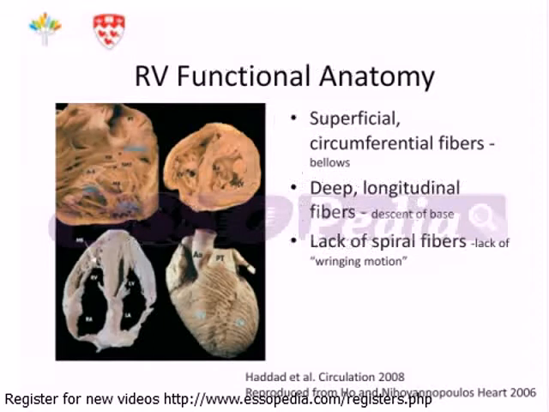There are superficial circumferential fibers, which serve as a bellows, kind of like to stoke a fire. Then there's a deep longitudinal layer of fibers, which are responsible for the descent of the base. As opposed to the left ventricle, which has spiral fibers, the right ventricle lacks these spiral fibers and therefore lacks the wringing motion that the left ventricle has.